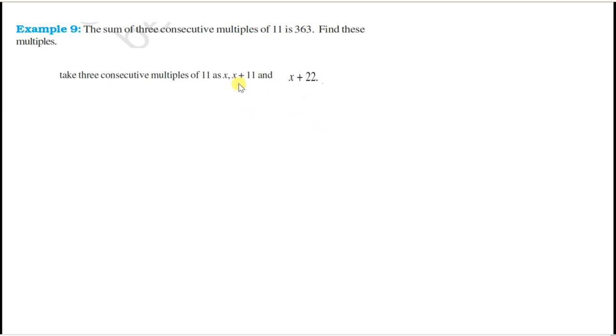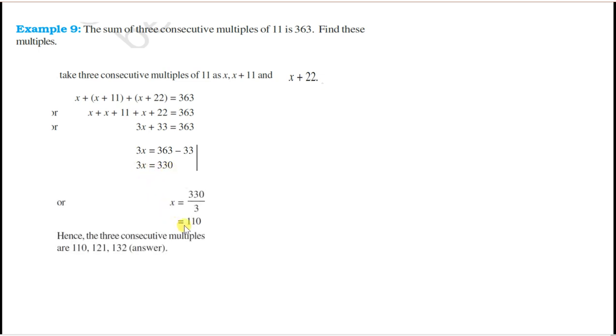So now it is given that the sum of these 3 multiples is 363. So x plus x plus 11 plus x plus 22 is equal to 363. x plus x plus x, 3x हो गया. 11 plus 22, 33. So we get 3x plus 33 is equal to 363. So transpose 33 on the right hand side, we get 3x is equal to 330, and then x will be equal to 330 divided by 3, that is 110.